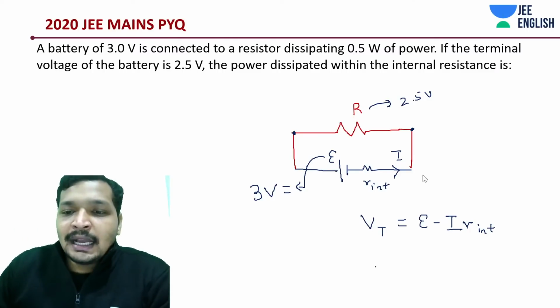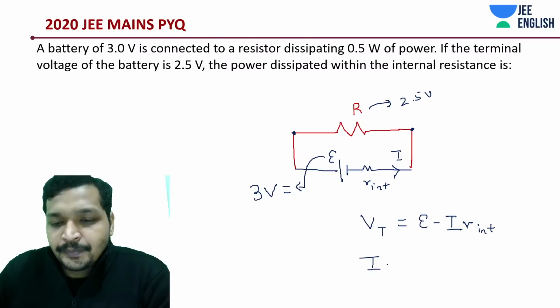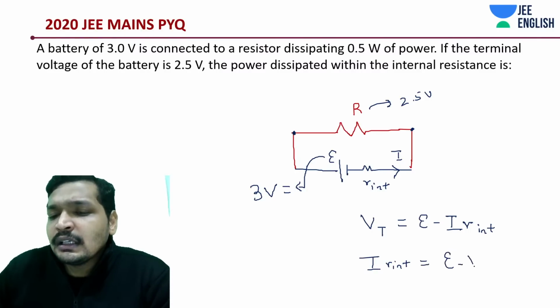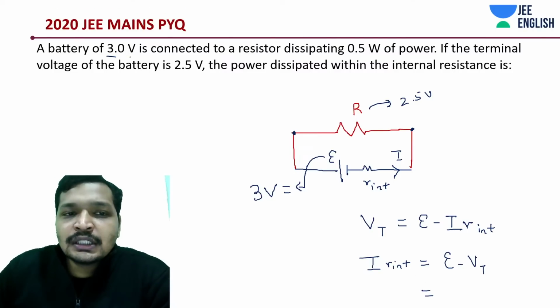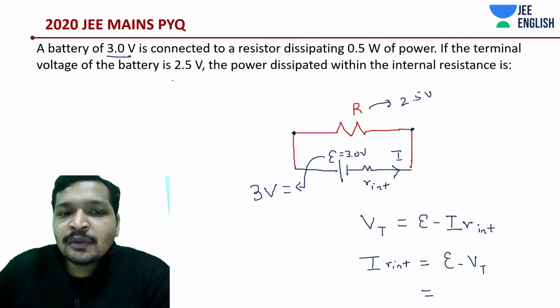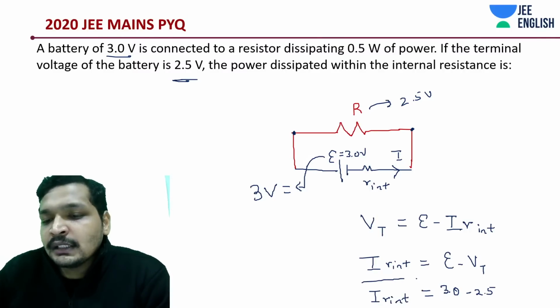So I into the internal resistance is how much? It's EMF minus terminal voltage. And how much is EMF? EMF is 3 volts. This battery can supply 3 volts. But how much has it supplied? What is the terminal voltage? 2.5 volts, like whatever this resistance is getting. So it's 3 volts minus 2.5 volts. Okay, I'm just going to keep it like this. This is going to be 0.5 volt.